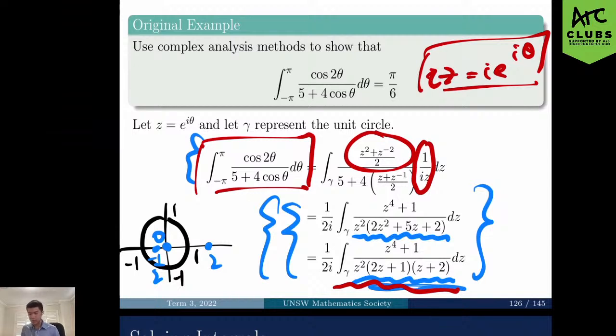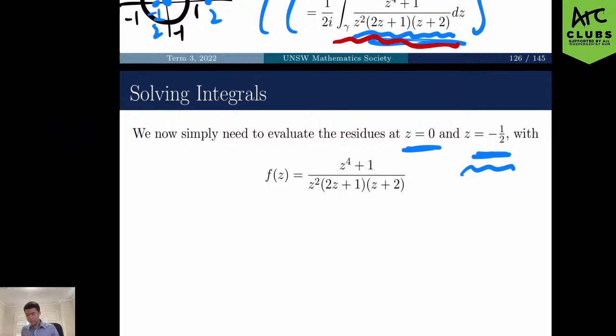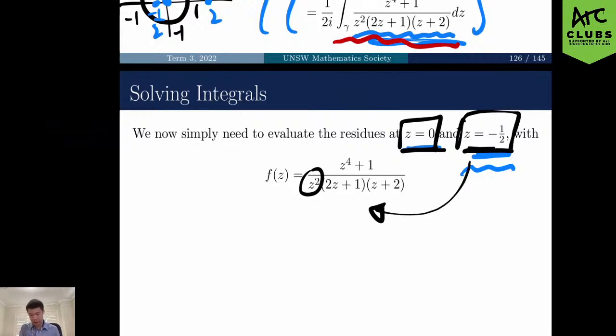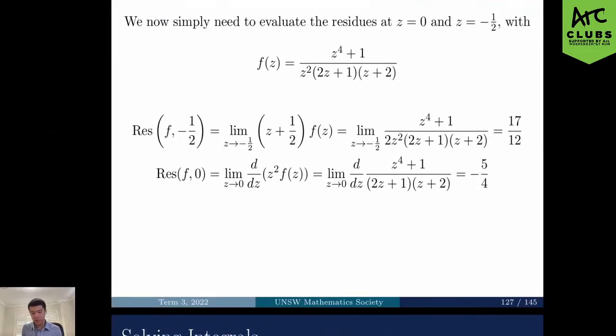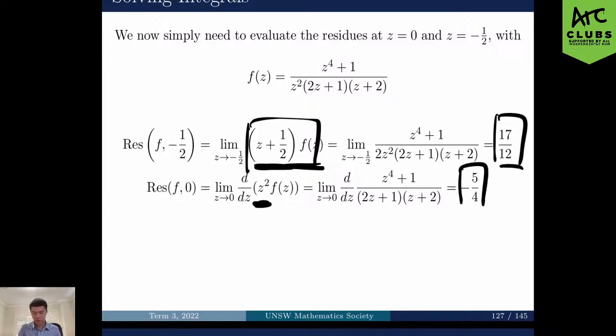So really all we have to do, because we're just doing the integral around this unit circle, is take the sum of the residues at 0 and minus a half. You can kind of see that z equals 0 is going to be a pole of order 2 because we've got a z squared. z equals minus a half is going to be a pole of order 1 because it's just a linear term. And so we just use the formulae over here. Just recall the formulae for residues: you multiply by z to the n, differentiate n minus 1 times. So in this one you've just got 17 on 12. This one you've just got minus 5 on 4.